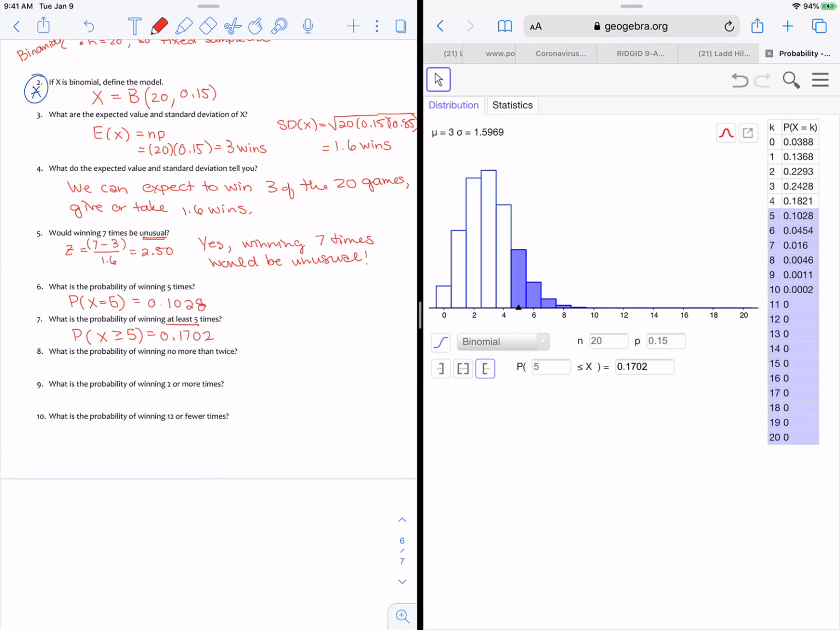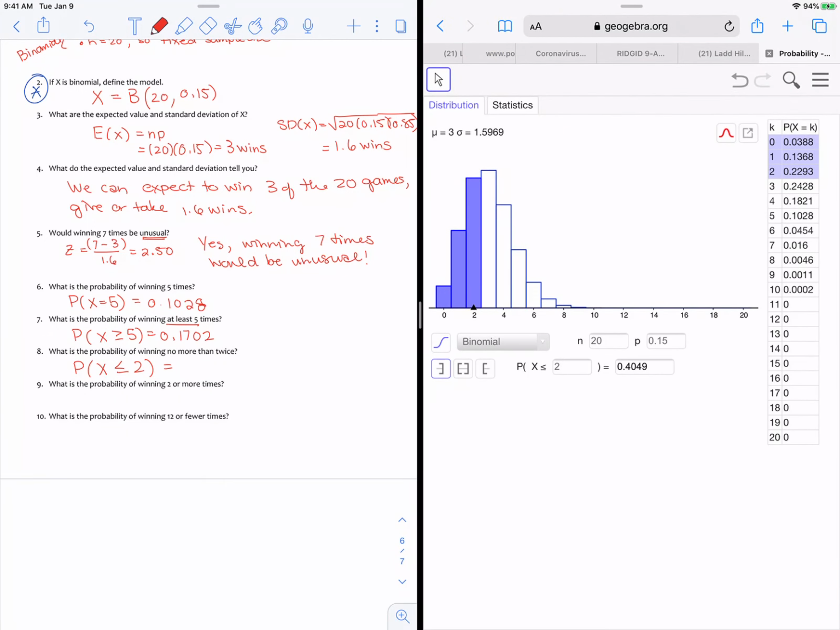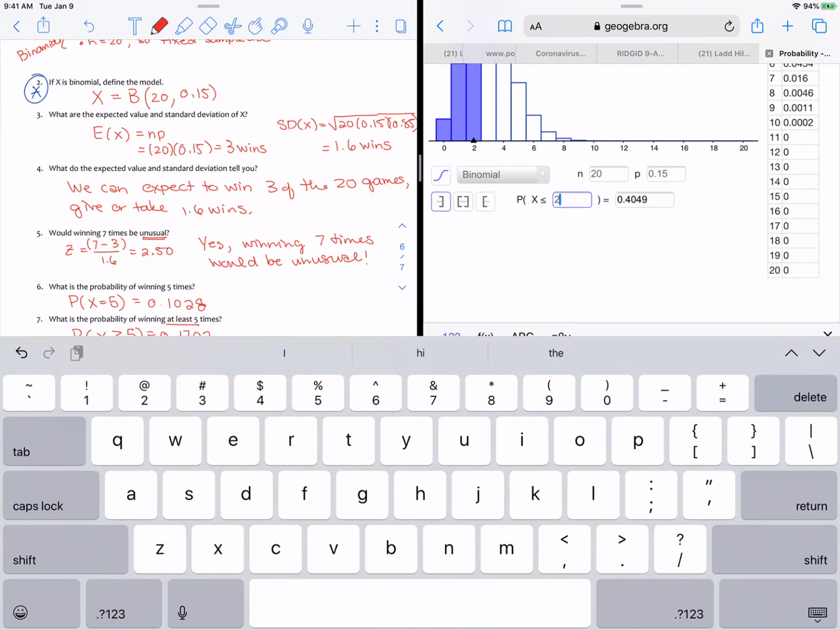And what is the probability of winning no more than twice? So no more than 2 times, so not 3 times, not 4 times, not anything greater than that. So that means I'm looking for less than. So x is less than or equal to 2. Okay, go back to my less than symbol, less than or equal to 2. Okay, and double check with enter.